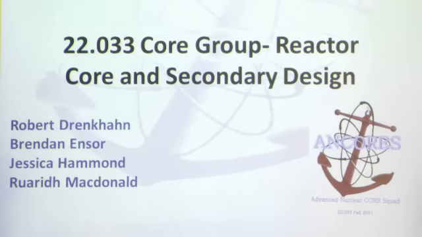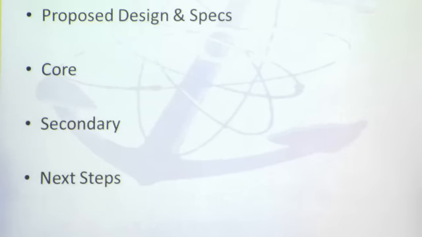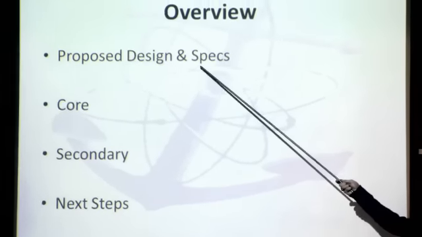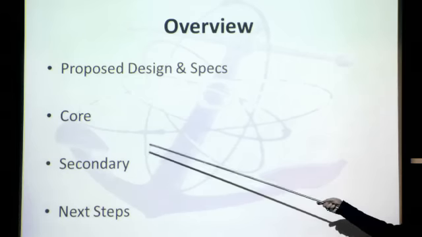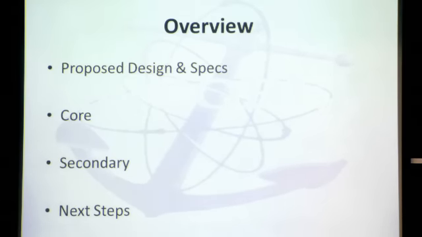All right, well, this is our second presentation. In this presentation, we're going to go over the reactor core and secondary design. We have our preliminary design done with some slight optimization left to do. Basically, we're going to give you the proposed design and some specs on it. Then we're going to go over the core and secondary. Me and Rory are responsible for the core work, and Jess and Robert are responsible for the secondary work. And then we're going to talk about what's coming up next.